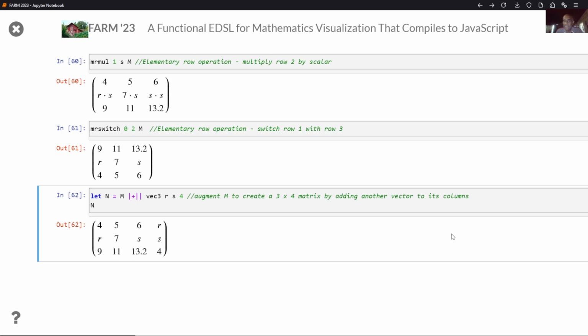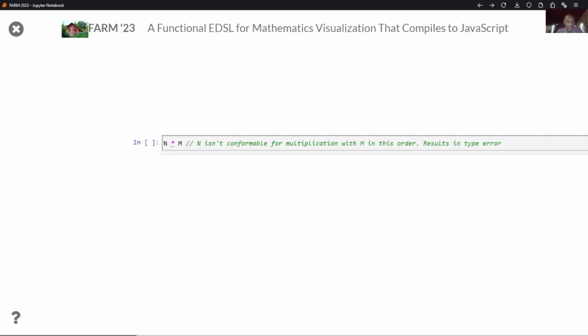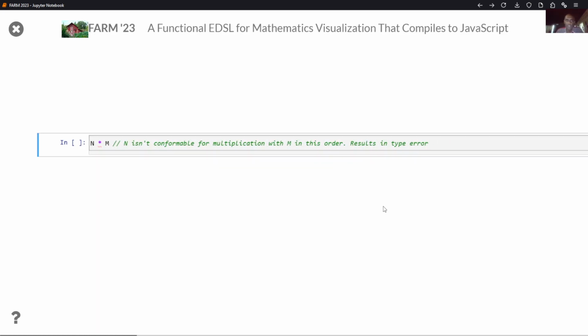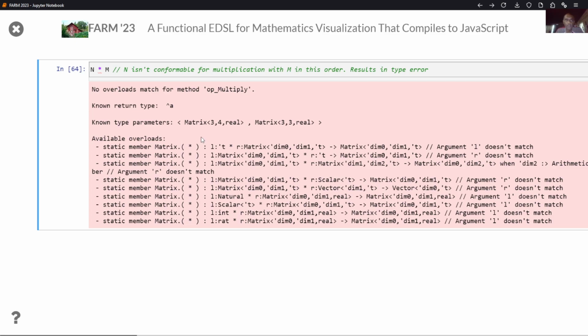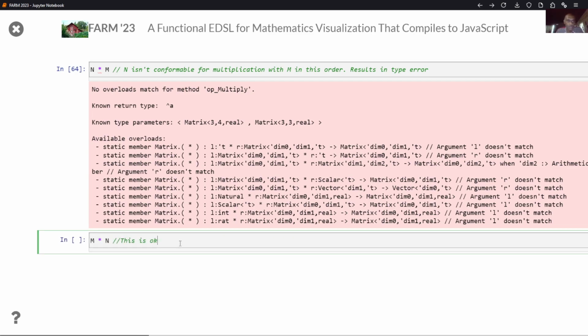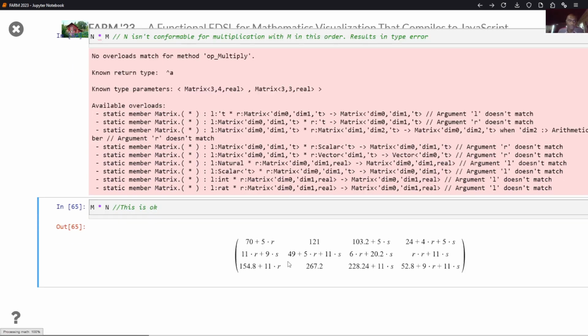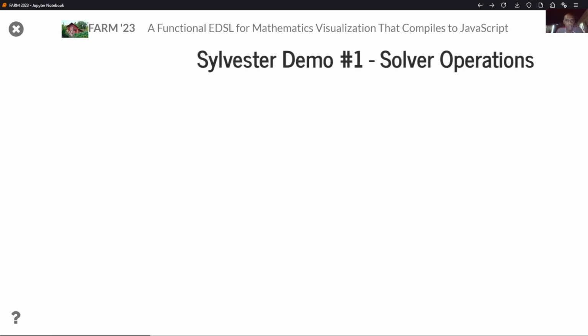We can create an augmented matrix, so we can augment that matrix by adding a vector to it, and that vector becomes one of the columns. Now we have a 3x4 matrix. Because that's using number-dependent types, if we look at this particular operation, this isn't conformable. An n by m matrix isn't conformable for multiplication in this particular order. So if we try to execute this, it actually gets a type error because the two aren't conformable for multiplication. But in the other order, this is okay. These two are conformable.